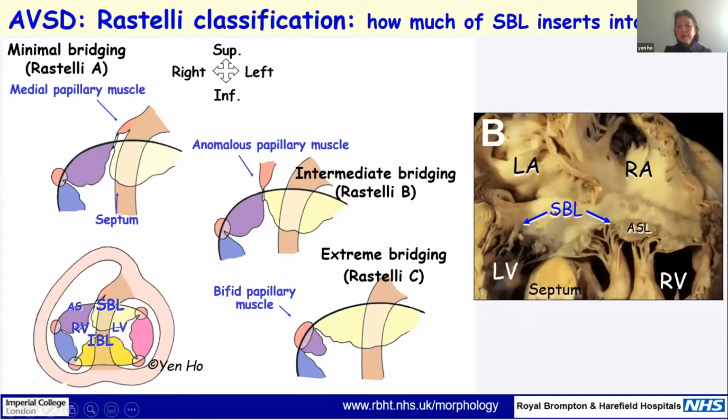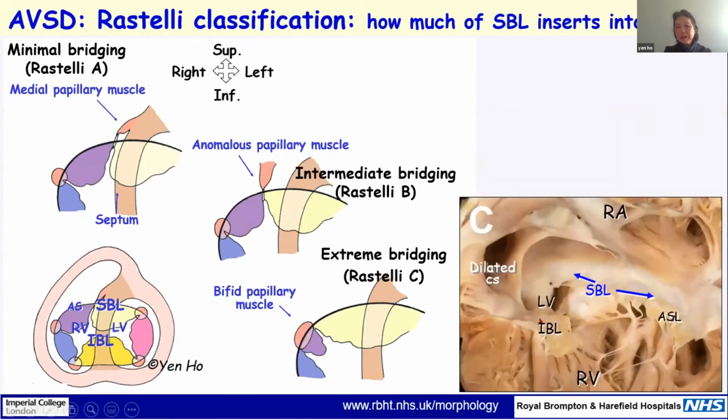Versus intermediate bridging, or Rastelli B type, whereby we have an anomalous papillary muscle sitting here, so it bridges a little bit more into the right ventricle. An extreme bridging in this example, C type, whereby there's a kind of bifid papillary muscle sitting here, a lot more of the superior bridging leaflet into the right ventricle.